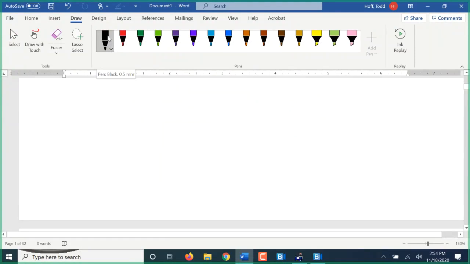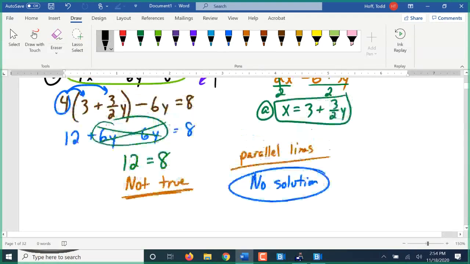So we have to be careful. There are some strange things that can happen that can keep us from getting a solution to our system, and it's valid. Just because the variable disappears does not necessarily mean you did something wrong.